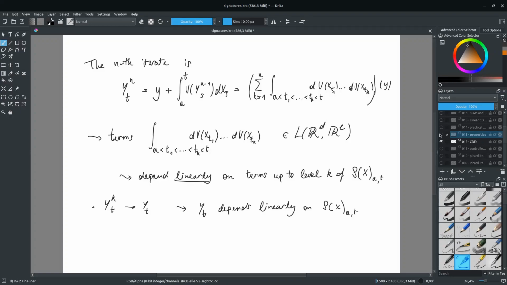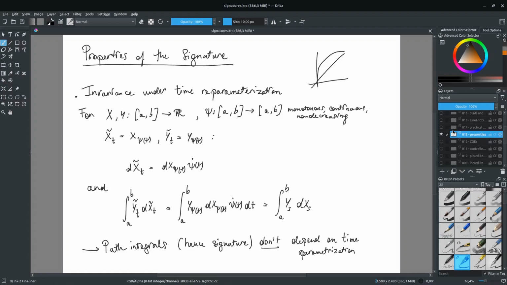Yes. So the fact that it depends linearly means that the exact way it depends linearly should change with the time of consideration. I'm not sure about that, because this here says that my time remapped integral is just equal to the original integral. So that means that the signature of this path is the same as the signature of this path.